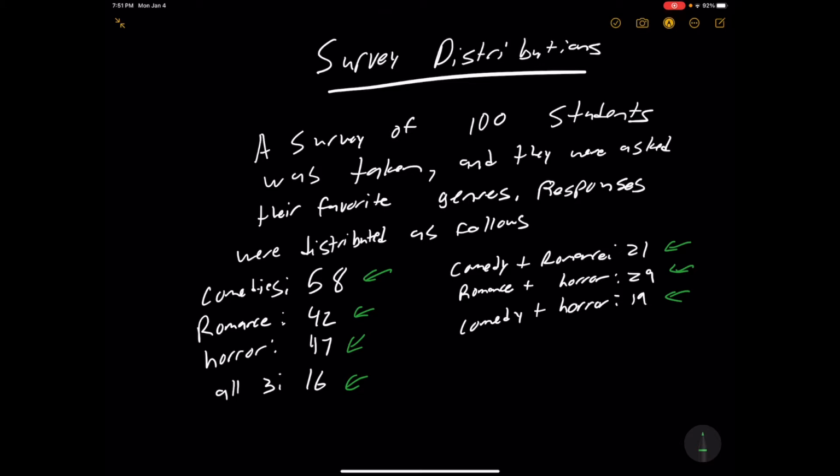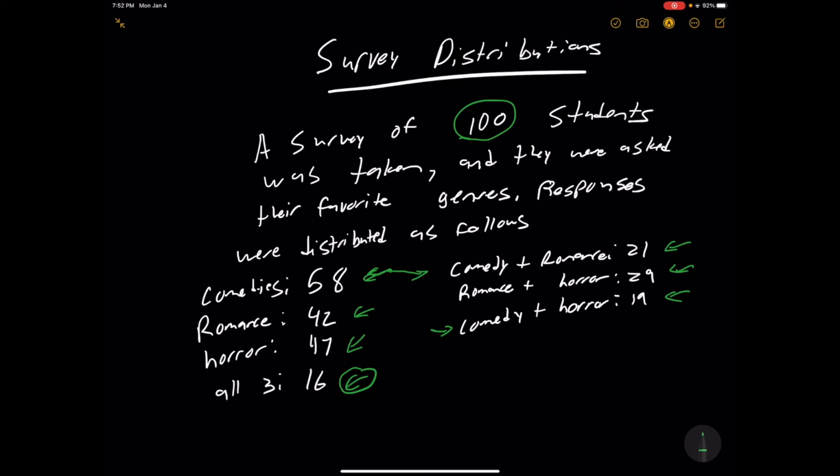And the first thing you might notice if you're a careful reader is these numbers go way over 100. The reason being, 58 people liked comedies. Well, in those 58 people, 21 of them liked comedies and romance. And 19 of them also liked horror. And 16 of them liked all three. So we have to be able to create our Venn diagram in a careful way.